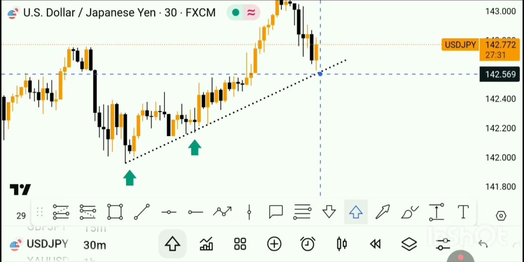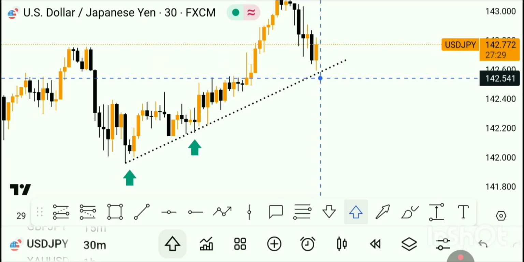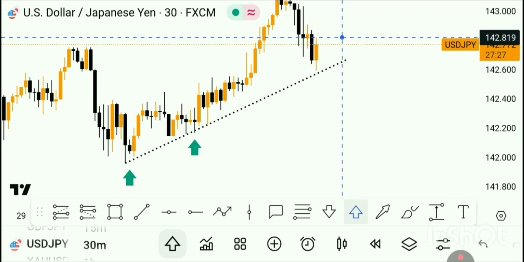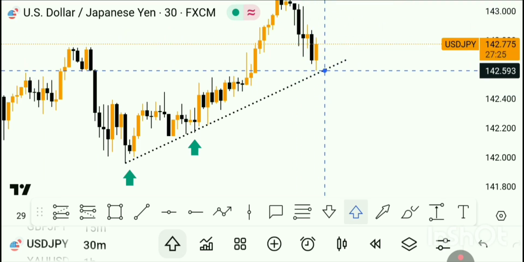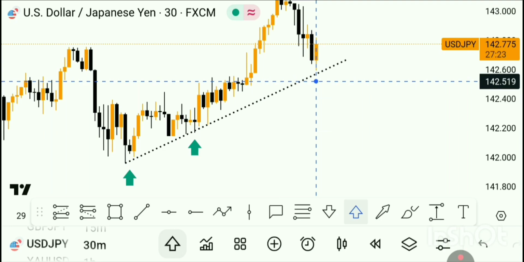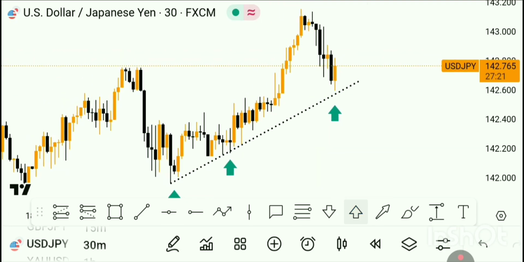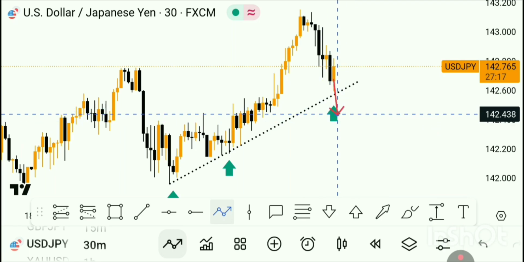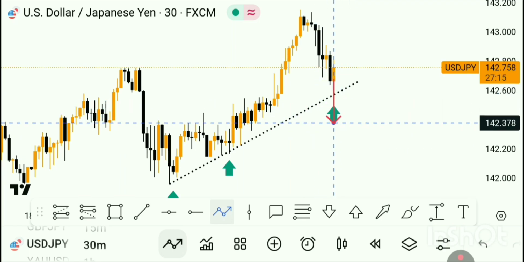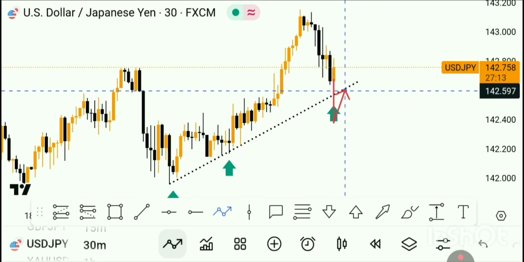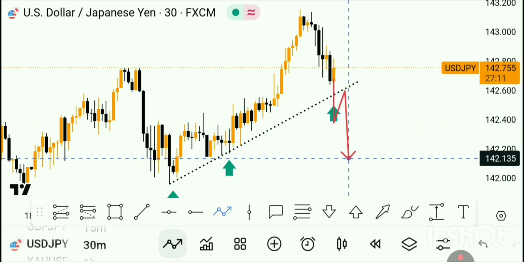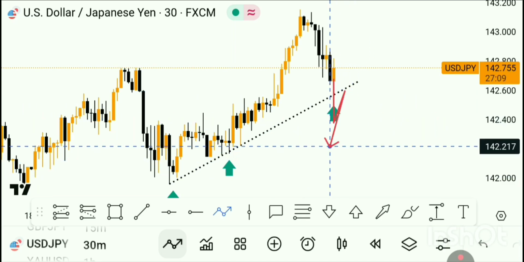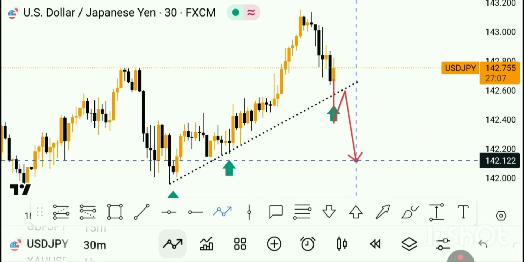I'll wait for the market to touch here and then look for a reaction around the zone to take my buy, since the market is trending upward. But if eventually the market is able to break below this trend line, I'll wait for it to break below it, then wait for the retest and take my shots short on this market.